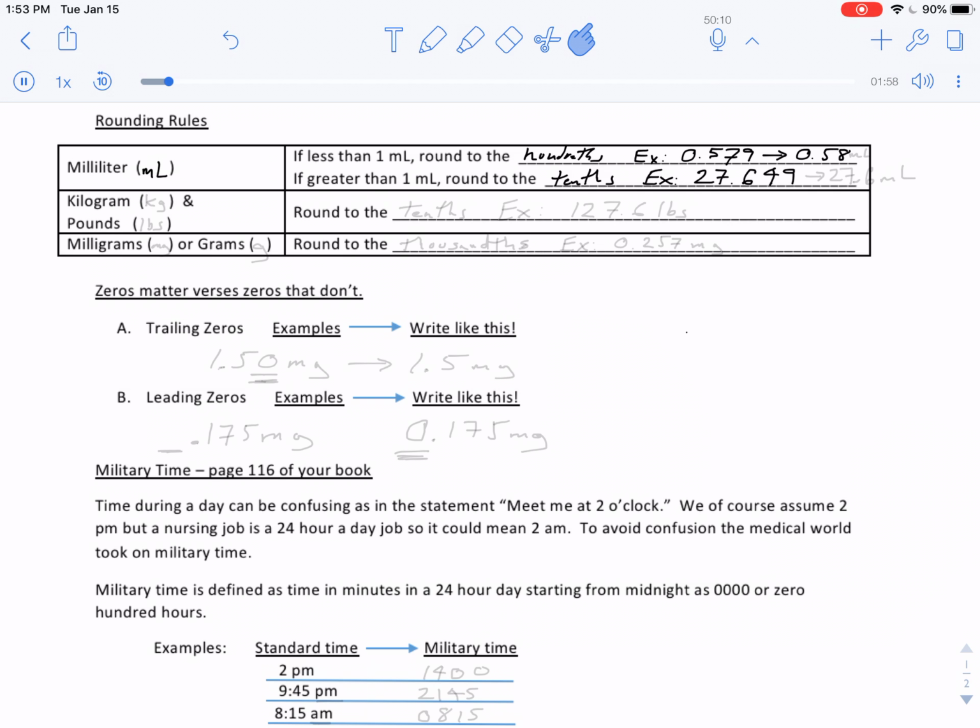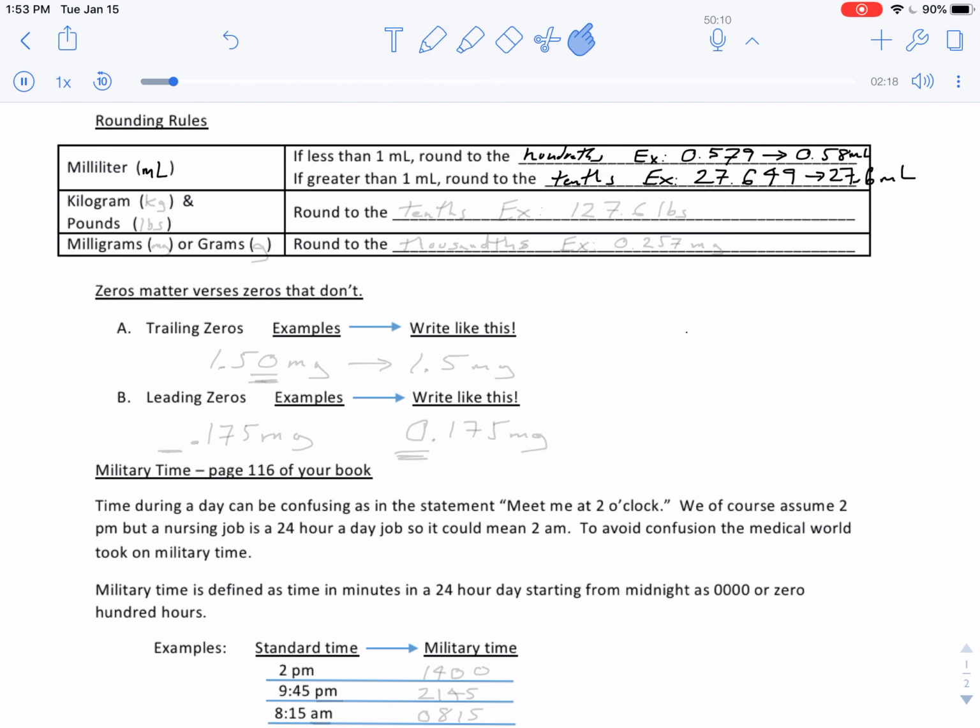So if we take that 6, and since it's a 4 there, it's less than 5, we round down. We keep it where it is. So 27.6 milliliters is the answer. And I should have milliliters here. Units are very important, so we want to write them.